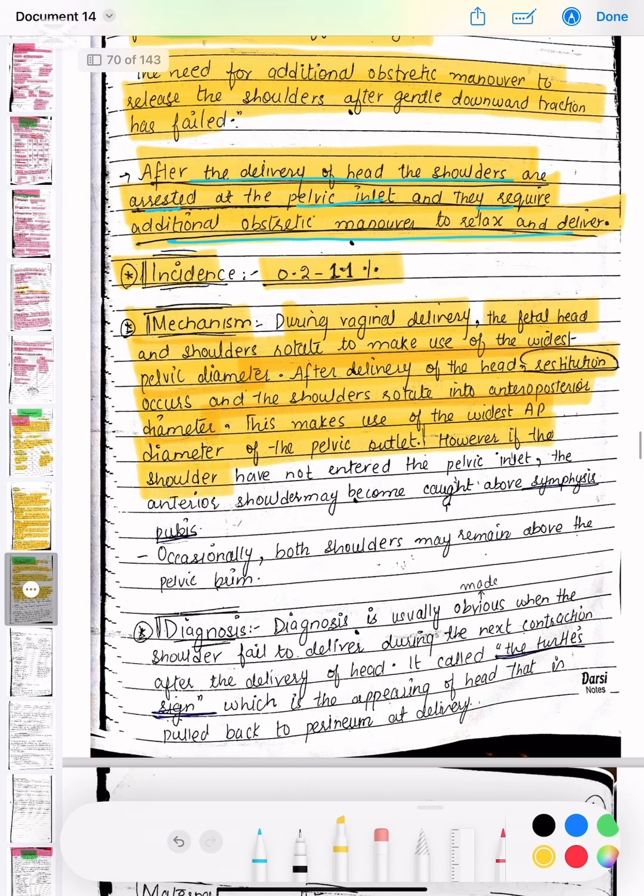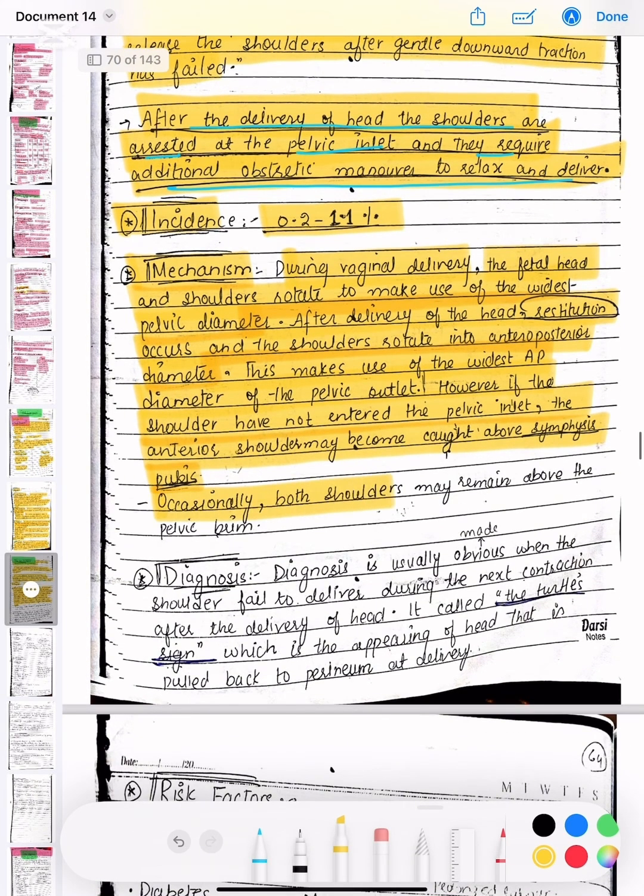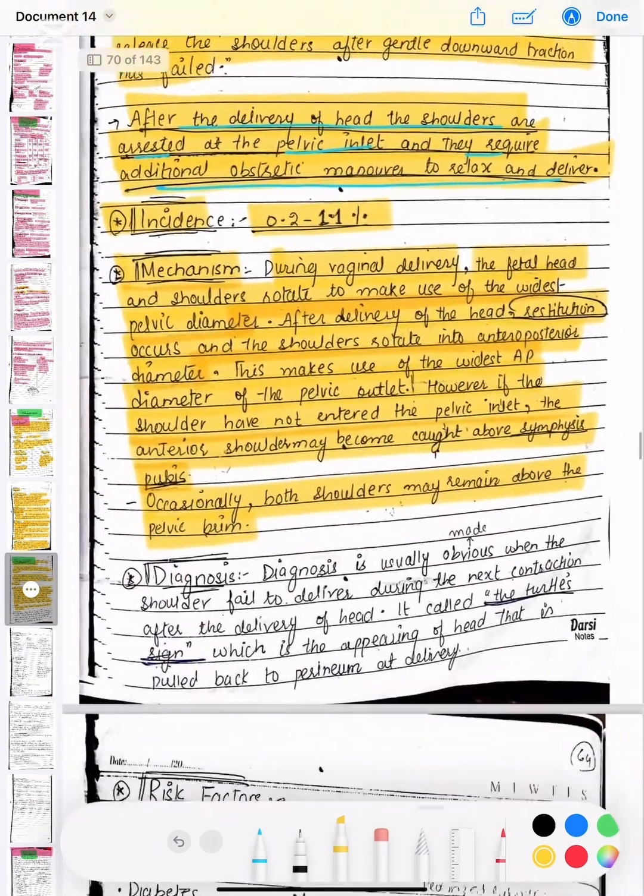However, if the shoulders have not entered the pelvic inlet, the anterior shoulder may become impacted above the symphysis pubis. Occasionally, both shoulders may remain above the pelvic brim. So, this is the mechanism of shoulder dystocia.